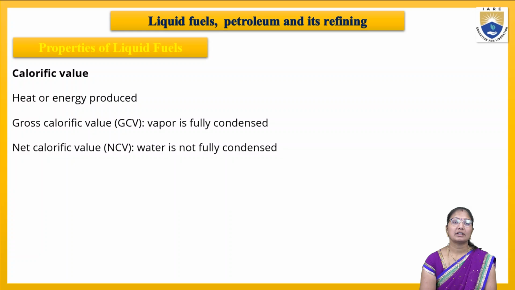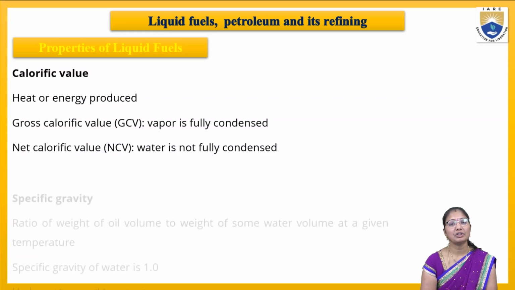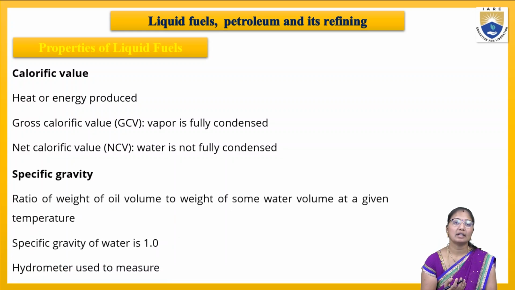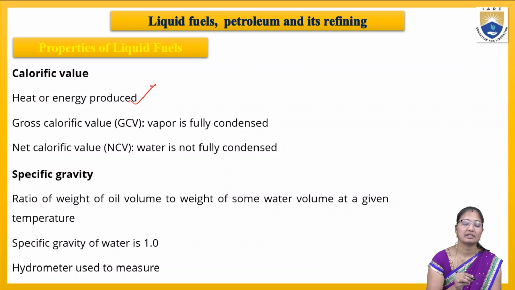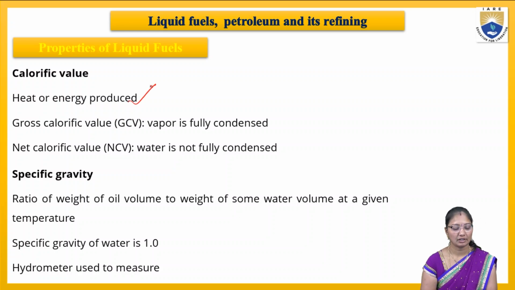So another property is the calorific value. As we know, the higher the calorific value, the higher the demand and the higher the ranking for the fuels. So the heat and energy produced is calculated in terms of the calorific value.